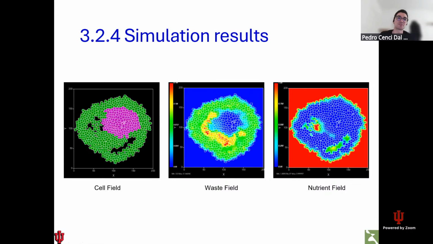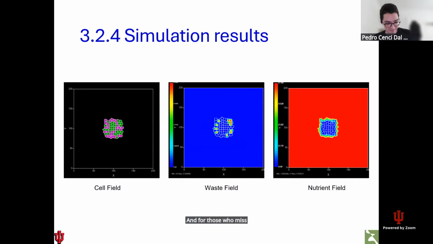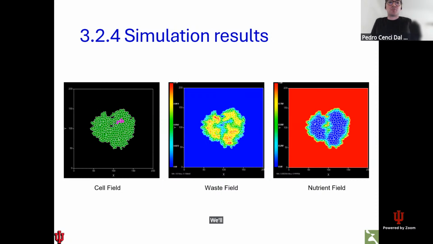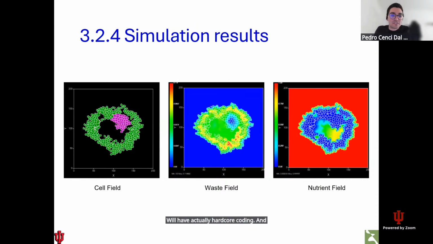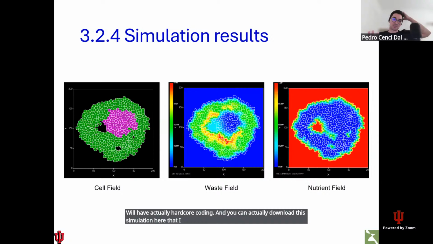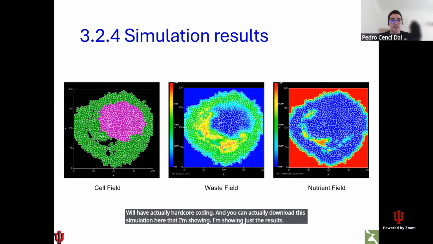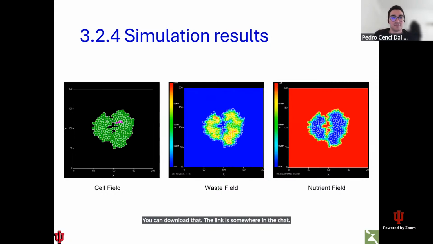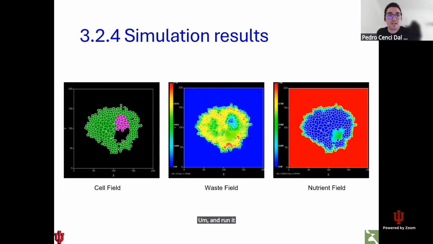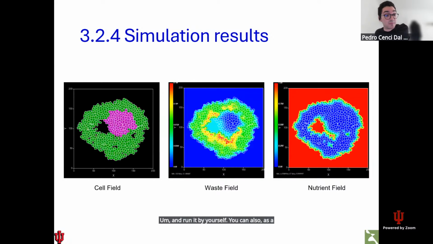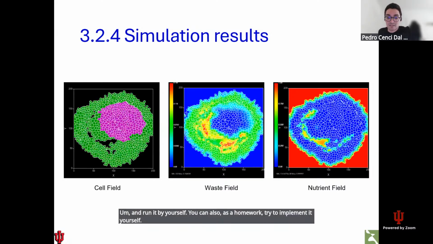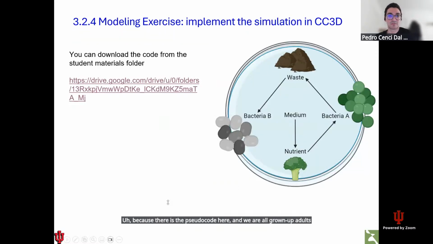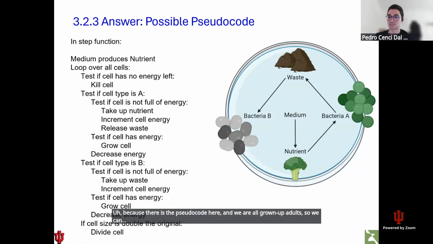And for those who miss hardcore coding, next session we'll have more on that. We'll have actually hardcore coding. And you can actually download this simulation here that I'm showing. I'm showing just the results. You can download that. The link is somewhere in the chat. And run it by yourself. You can also, as a homework, try to implement it yourself. Because there is the pseudocode here, and we are all grown-up adults, so we can start doing it.